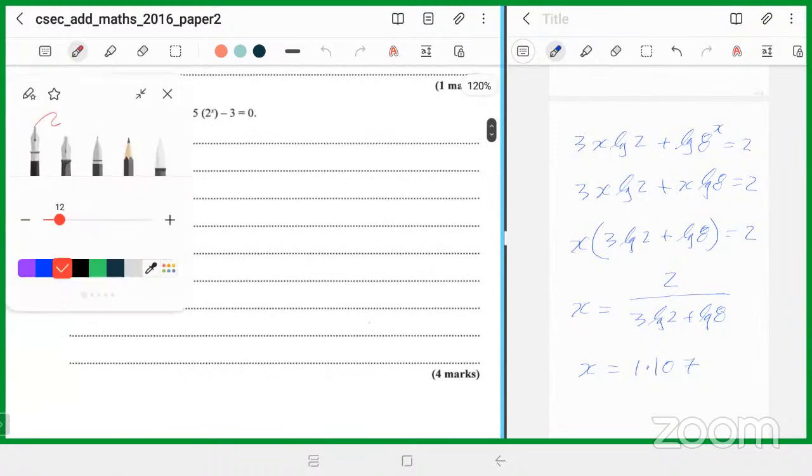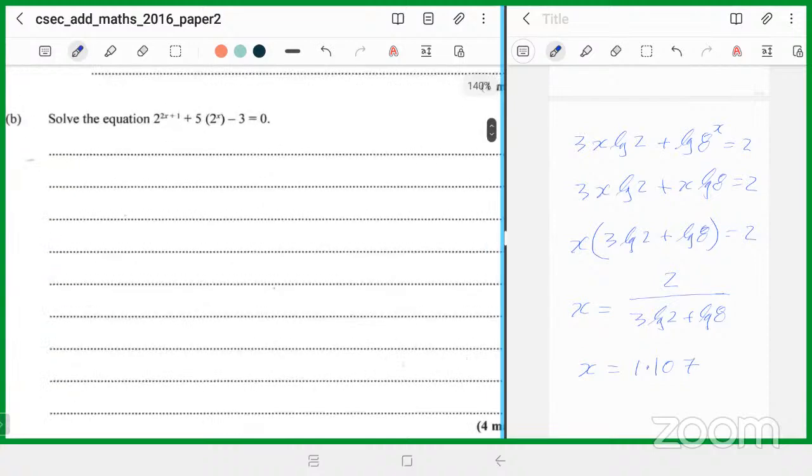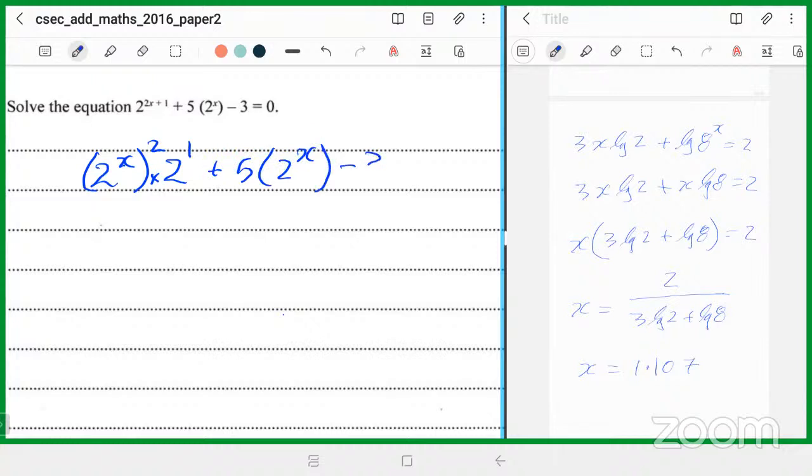So this is an indices question, which really becomes a disguised quadratic equation. We have to break this out using indices, and we're searching for a quadratic equation in it. So we have to know that this expression is the same as 2 to the x squared times 2 to the power 1, plus 5 times 2 to the x minus 3 equals 0. Do you agree that this is equal to this?